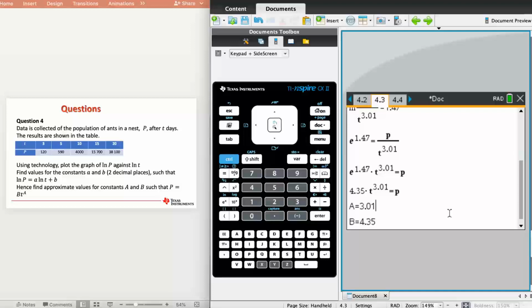Further questions could have been asked in this instance to discuss the growth rate, the number of ants in the colony at a certain point in time, etc.